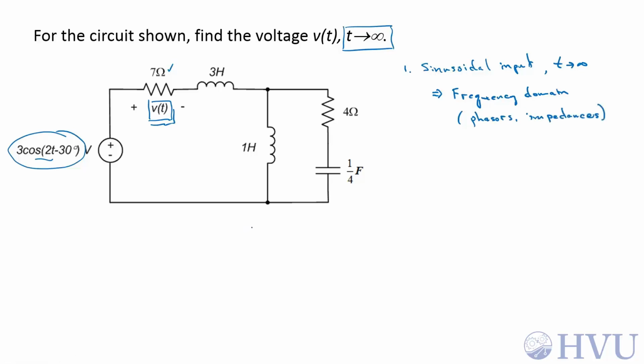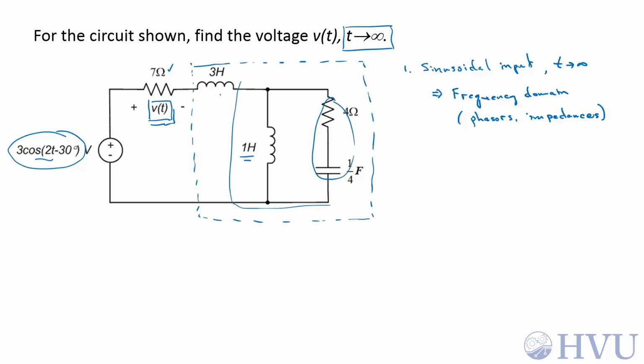Now, as far as an overall approach, generally the first thing I'll try is circuit reduction, and it looks like what we can do is find an equivalent impedance for this entire set of components here. These two are in series, those are in parallel with this one. That whole set will be in series with this impedance. So we can come up with a voltage divider.